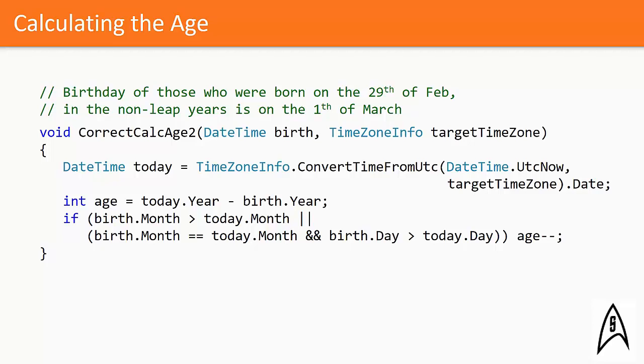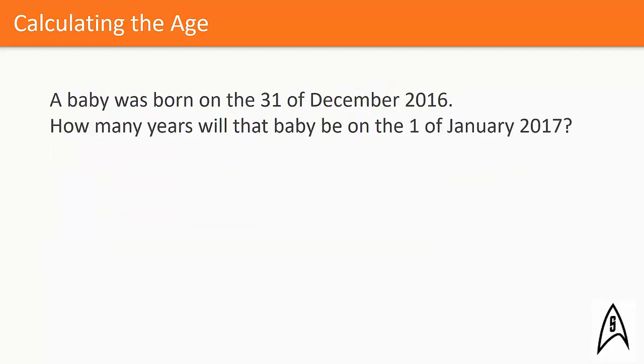There is another quite exotic case. Don't laugh at it, though why not laugh if you want to. So here's the story. Assuming that a baby was born on the 31st of December 2016, how many years old will that baby be on the 1st of January 2017?